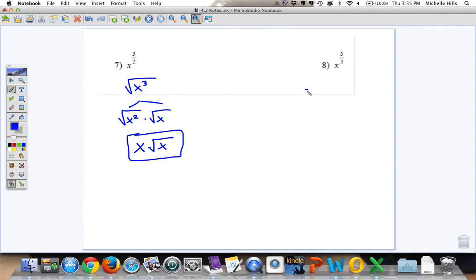Here, this is the cube root of x to the 5th. Well, that's like the cube root of x cubed, which is a perfect cube. And then what's left over is an x squared. So I end up with x, which is the cube root of x cubed, times the cube root of x squared. It's going to take some getting used to.